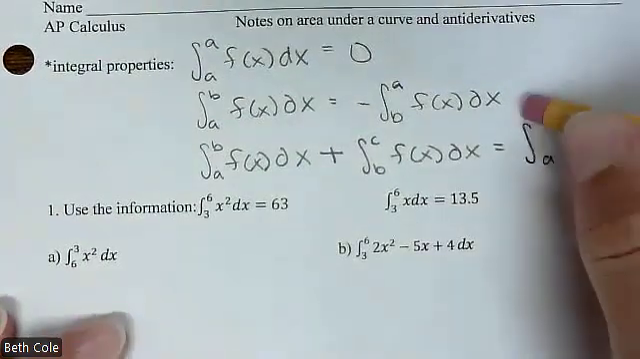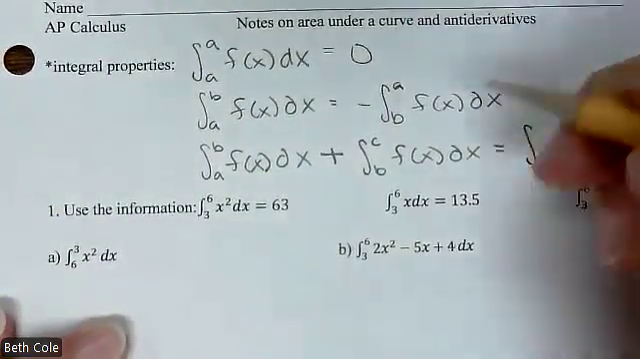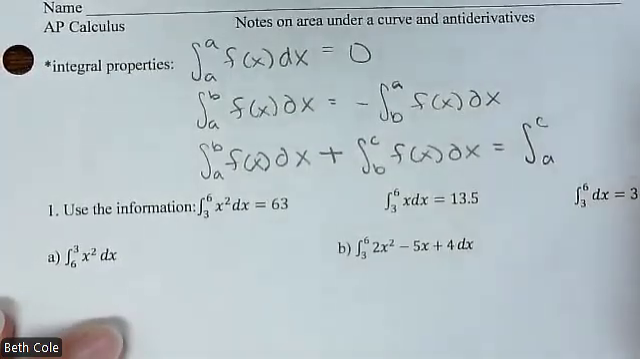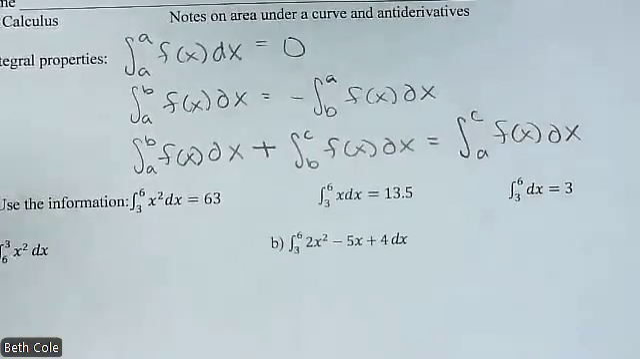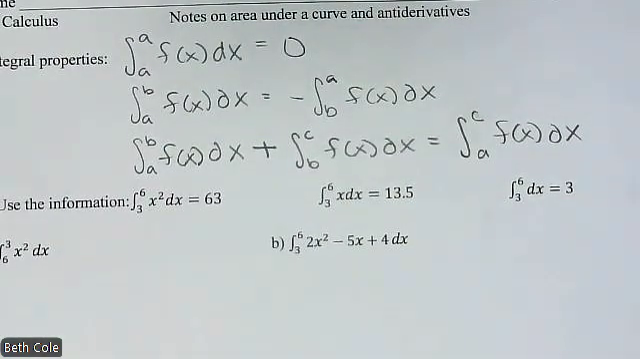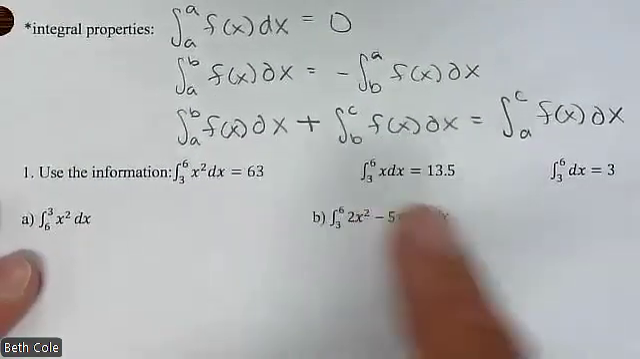You went from A to B and did kind of like a rest stop, and then you went from B to C. So your whole trip is from A to C. Again, that should logically make sense. It all kind of makes sense. So we're going to use those properties to answer these couple of questions here.